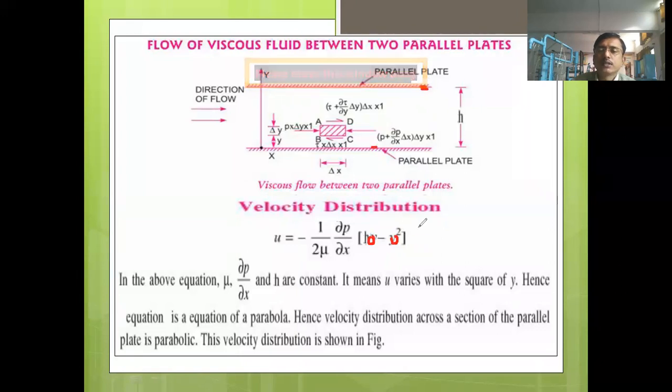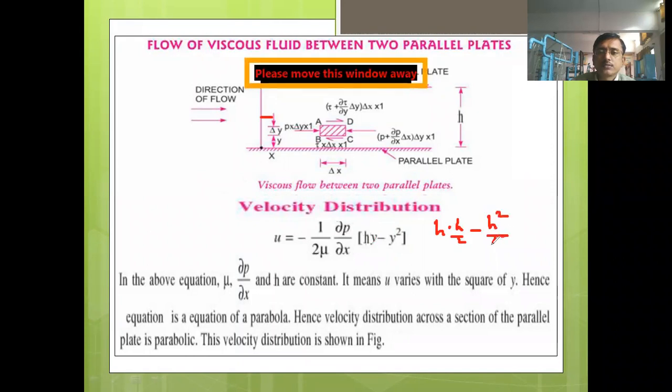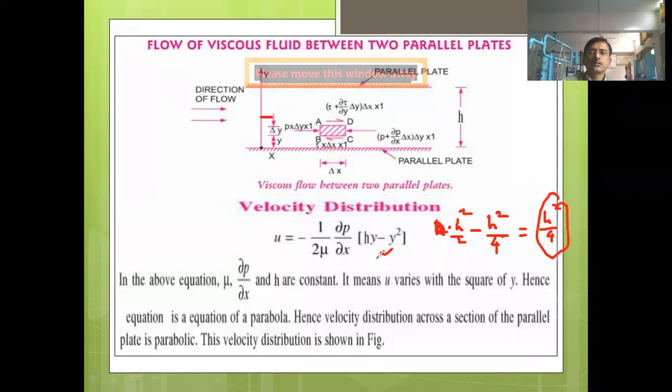Okay. When will we get the maximum velocity? When we put y is equal to h by 2, we get h by 2 minus h square by 4. So here it will become h square by 2 minus h square by 4, so it will become h square by 4. So this is the formula for getting the maximum velocity, and here also we get the parabolic curve because the power of y is 2 here.